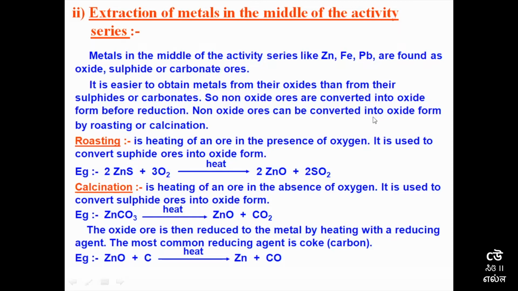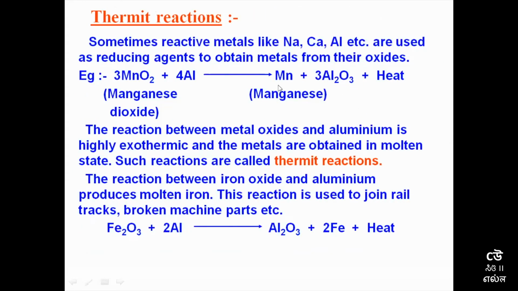Now we have our next segment, which is about Thermit reactions. So students, write down your next topic as Thermit reactions. The first statement over here says that sometimes reactive metals, like those metals which are reactive enough, like sodium or calcium or aluminium, etc., are used as reducing agents to obtain metal from their oxides.